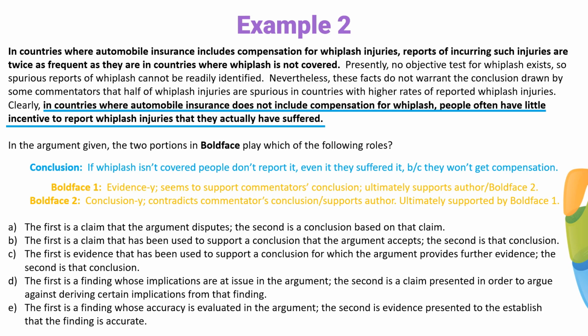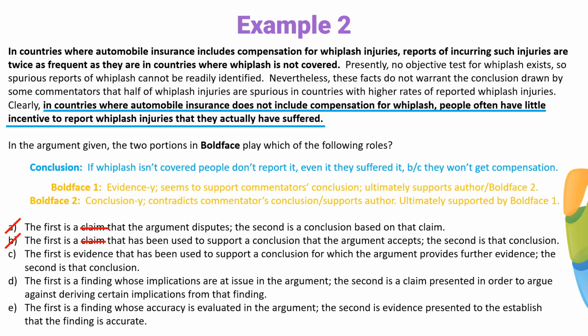First thing we look for, they have to label that first boldface sentence something evidence-y, and they have to label that second boldface sentence something conclusion-y. Let's see if they get that right. Well, A gets knocked out early. The first is not a claim. A claim is a conclusion-y type of thing, but we know the first boldface sentence is an evidence-y kind of thing. A is out. B gets knocked out for the very same reason. The first boldface is evidence-y, not conclusion-y. All right, B is out.